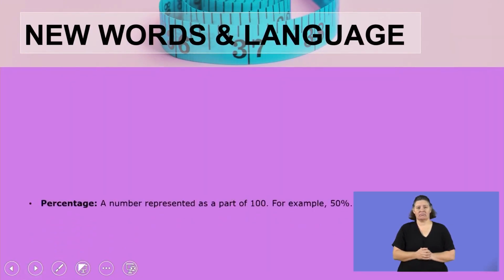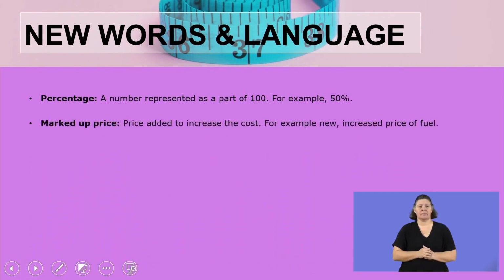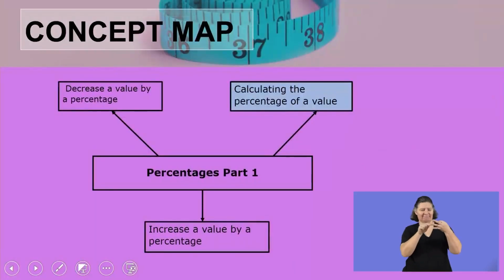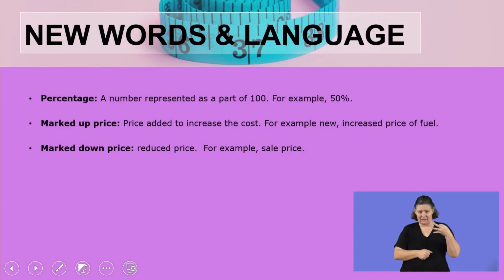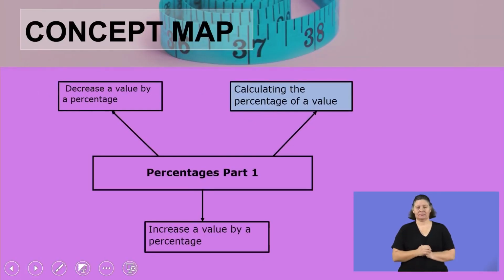Okay, these are new words that we are going to interact with. The percentage, I will explain this as I come to the context, as I'm using it in the context. Markup price, markdown price. Those are the 3 concepts, the new words basically, that I'm going to introduce. So let us have a look at the first concept. The first concept is calculating the percentage of a value.